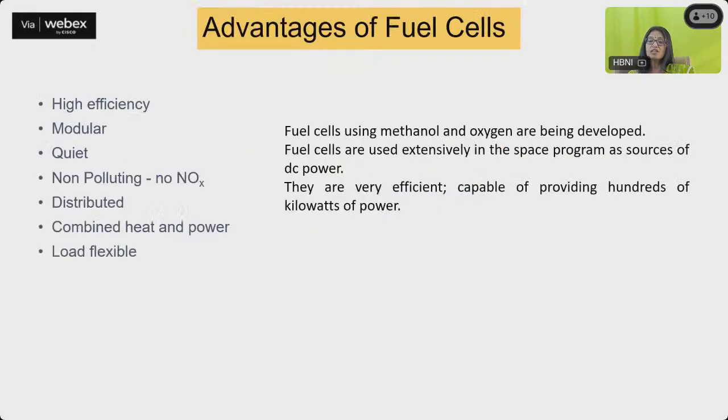So what are the advantages of fuel cells? Obviously, it has very high efficiency. It is modular in nature. It is quiet. It is non-polluting. There is no emission of greenhouse gases. It is distributed, it is combined heat and power, and it is also very load flexible. Right now, fuel cells using methanol and oxygen are being developed, and they are also being extensively used in the space program as a source of DC power, direct current power. They are very efficient, capable of providing hundreds of kilowatts of power.